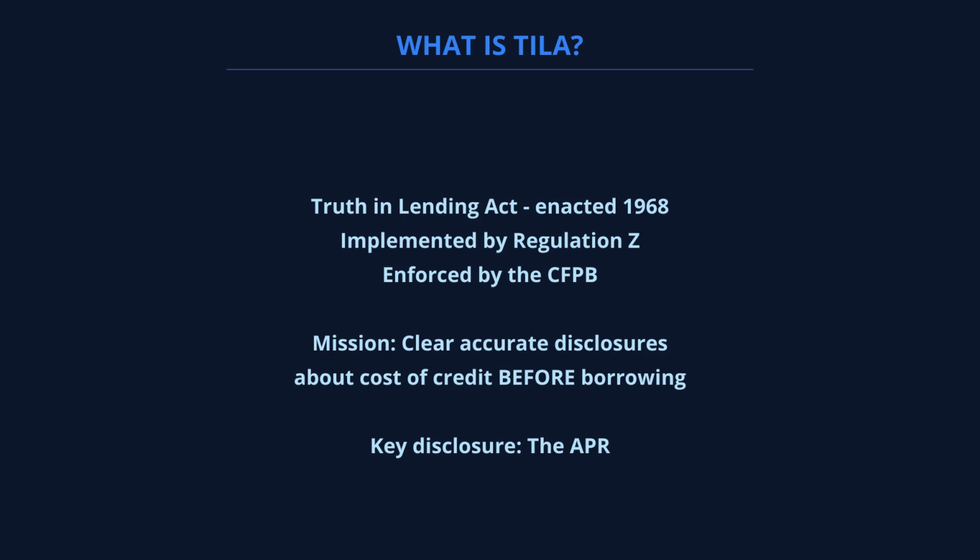TILA stands for the Truth in Lending Act. It was enacted in 1968 and is implemented through Regulation Z. It is enforced by the CFPB. TILA's primary mission is to ensure that consumers receive clear, accurate disclosures about the cost of credit before they borrow. The most important disclosure under TILA is the annual percentage rate, the APR, which gives consumers a standardized way to compare the true cost of different loan offers.